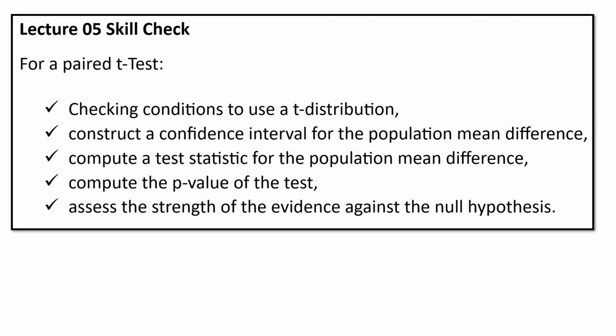So we'll be going back to check the conditions for using a t-distribution to do our inferences. That's essentially a review of the central limit theorem. We'll be looking at making a confidence interval and performing a hypothesis test in this scenario, looking at p-values and assessing the strength of the evidence against the null hypothesis.